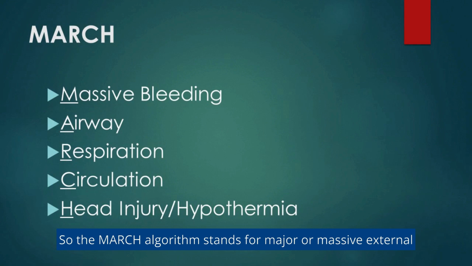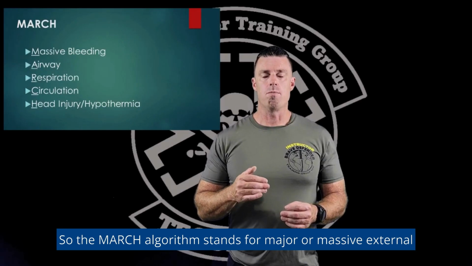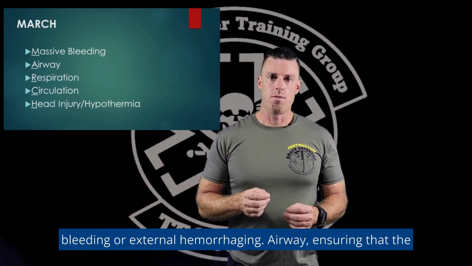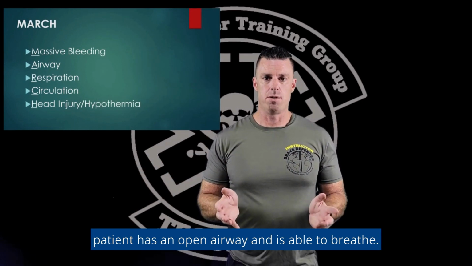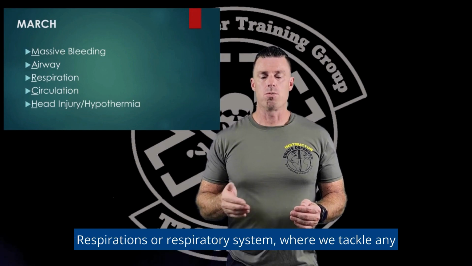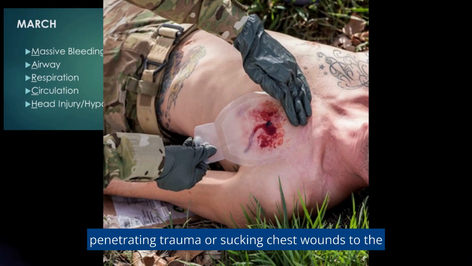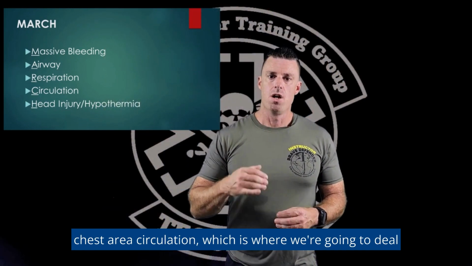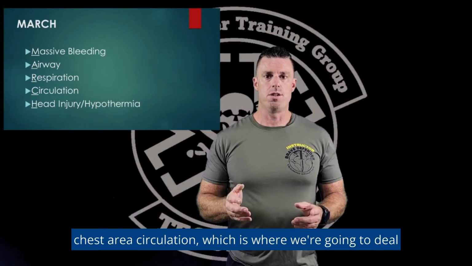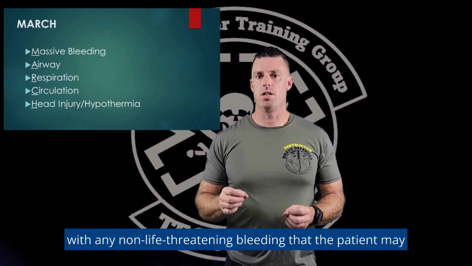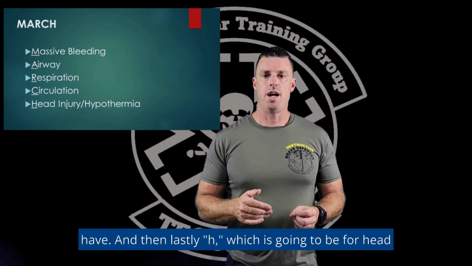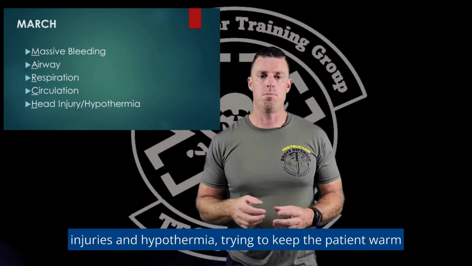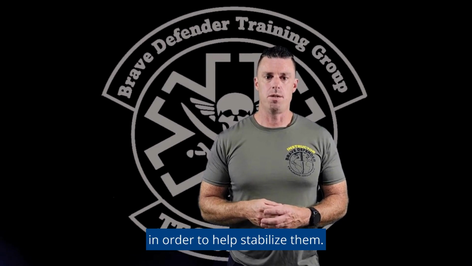So the MARCH algorithm stands for M, massive external bleeding or external hemorrhaging; A, airway, ensuring that the patient has an open airway and is able to breathe; R, respirations or respiratory system, where we tackle any penetrating trauma or sucking chest wounds to the chest area; C, circulation, which is where we're going to deal with any non-life-threatening bleeding that the patient may have; and then lastly, H, which is going to be for head injuries and hypothermia, trying to keep the patient warm in order to help stabilize them.